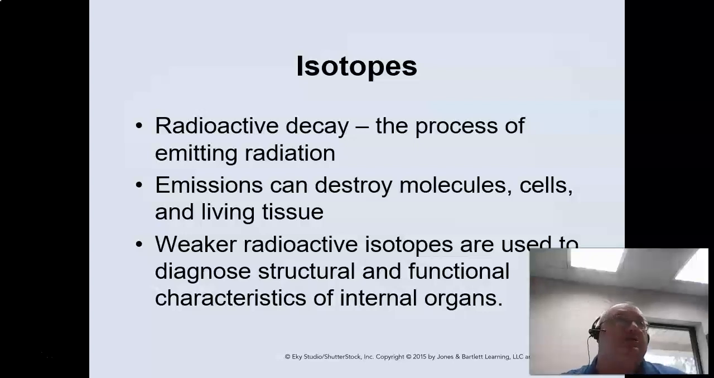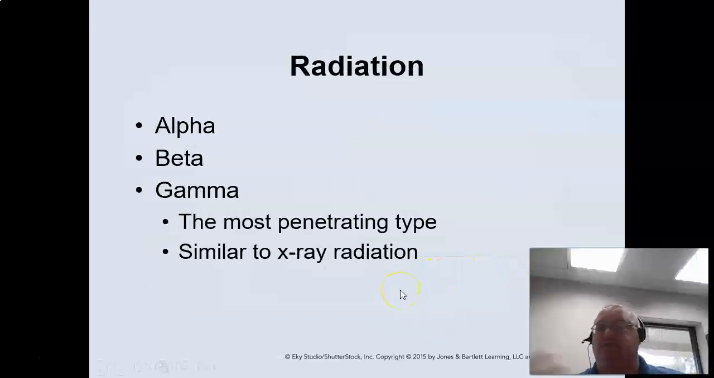Now, we actually do use these in a good way in certain cases. We use it when we're doing imaging, of course, to determine whether or not somebody has an abnormality. They will inject a very low level of radioactive isotope in order to see better on the X-ray or the examination. And again, by the way, those emissions can destroy molecules, cells, and living tissue. So that's why we don't use anything dangerous when we're doing the X-ray studies. And then again, we use that as a diagnostic tool. As a matter of fact, we use it a lot.